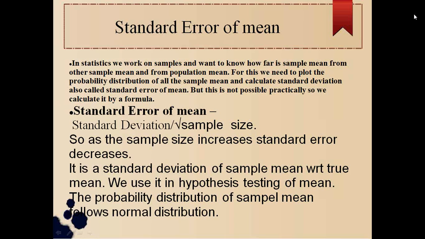So this is actually a measurement of how much mistake we can make with this sample. As the sample size increases, standard error decreases, and as sample size decreases, it increases. So it's inversely proportional to sample size. It is the standard deviation of sample mean with respect to true mean. We use it in hypothesis testing of mean. And the probability distribution of sample mean follows normal distribution.